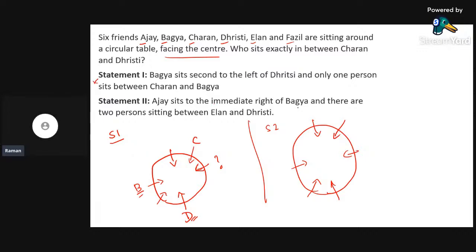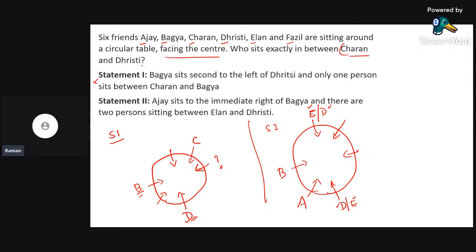Ajay sits immediate to Bhagya. For convenience, we'll take Bhagya here only. So there are two persons between Ilan and Drishti. When there are two persons between Ilan and Drishti, I can place them only here. If Ilan sits here, Drishti sits here; if Drishti sits here, Ilan sits here. Either of these two positions.